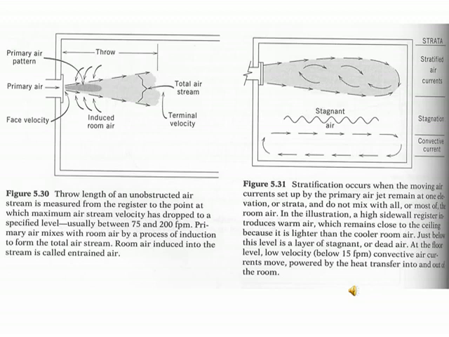The next one will be air stream stratification, or the moving air pattern set up by the primary air jet. So this is where we see the air jet coming here, and inside the room there will be circulation air forming, so that will be the stratification and air circulation.